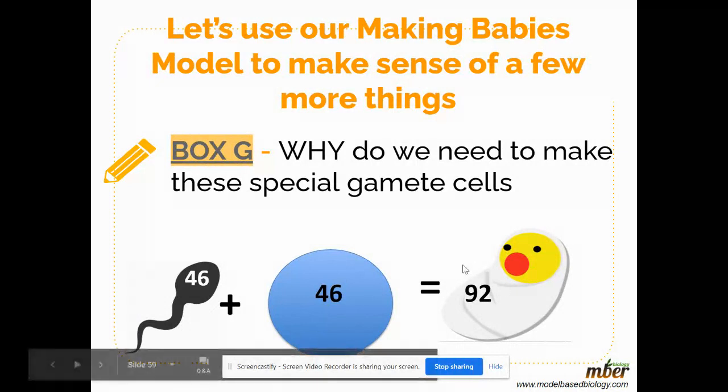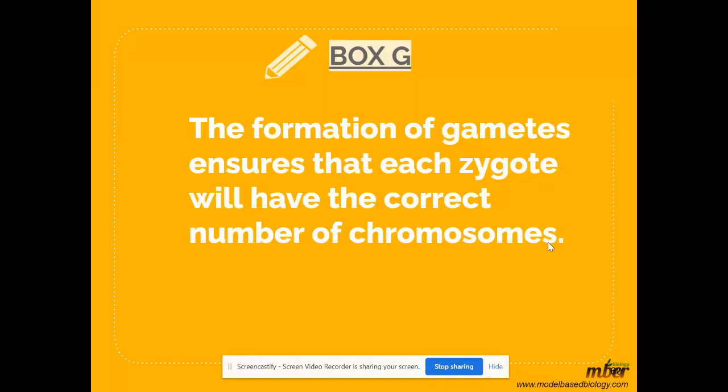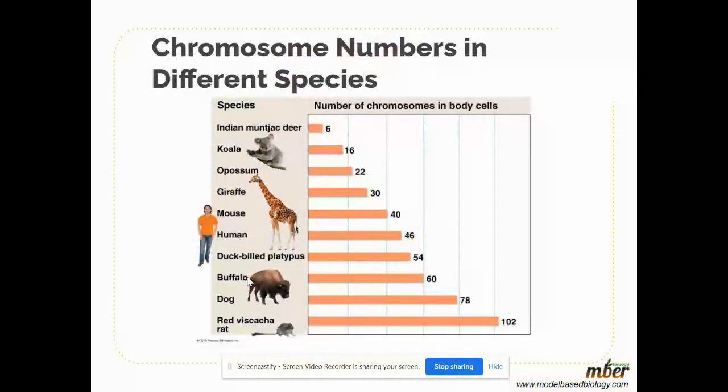Okay, so in order to keep our chromosomes from just exponentially increasing with each generation, we came up with this method of reducing the number of chromosomes in the gametes so when they combine, the new being gets a full set. Okay, so box G. The formation of gametes ensures that each zygote will have the correct number of chromosomes, in this case, 46. Remember, if I'm going too fast, you can always press pause and get what you need down.